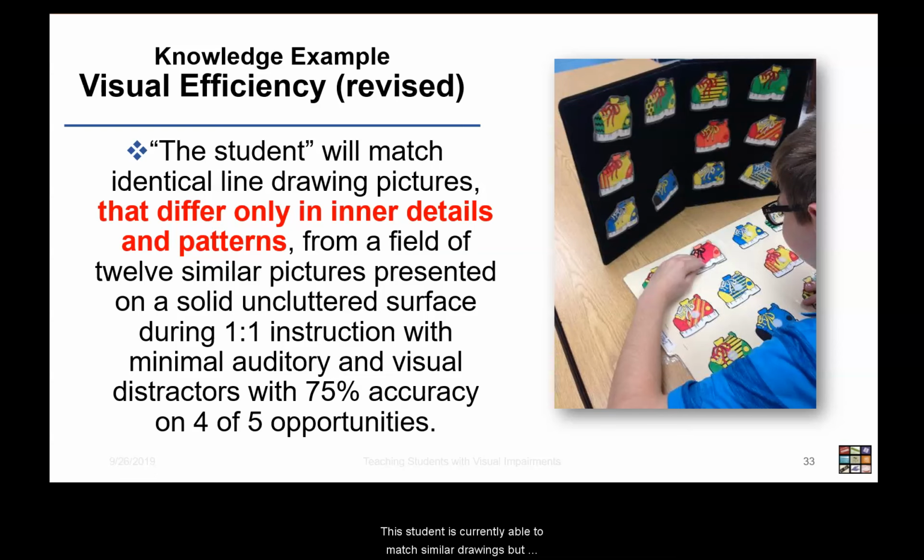The student is currently able to match similar drawings, but I'm going to increase the complexity by specifying that he will select from drawings that vary only by inner details. The goal now reads, the student will match identical line drawing pictures that differ only in inner details and patterns from a field of 12 similar pictures presented on a solid, uncluttered surface during one-on-one instruction with minimal auditory and visual distractors with 75% accuracy on 4 of 5 opportunities.